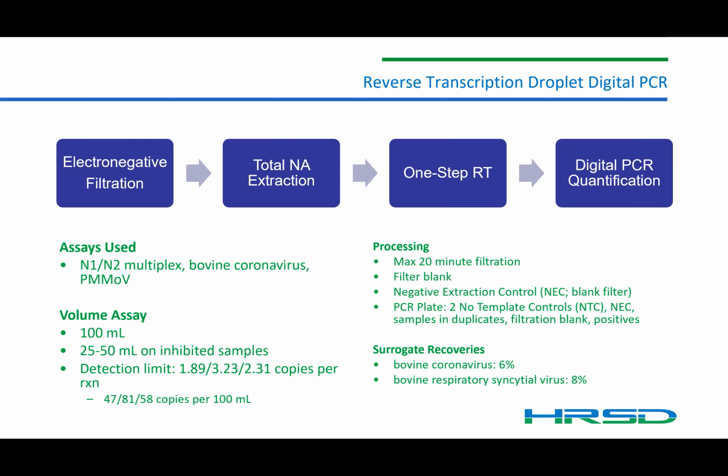Our recovery: currently we're using bovine coronavirus as our main recovery spike-in, and with that we get about 6% total recovery for our workflow. We have tested other ones like BRSV and hepatitis G as well, and we get pretty similar recoveries for our workflows.